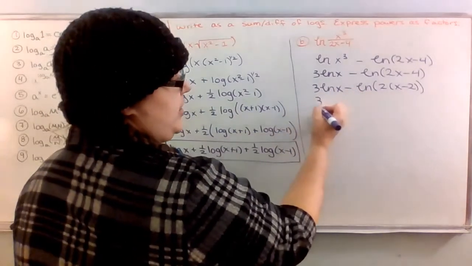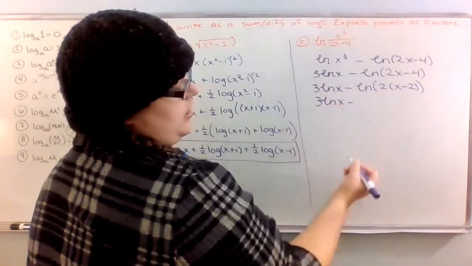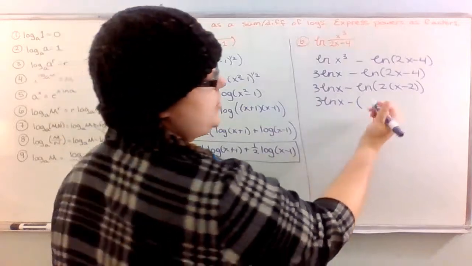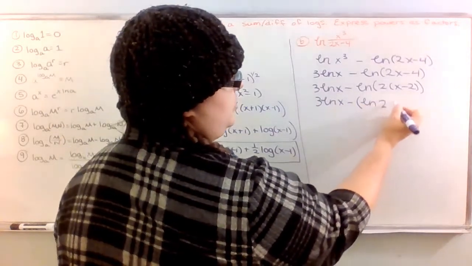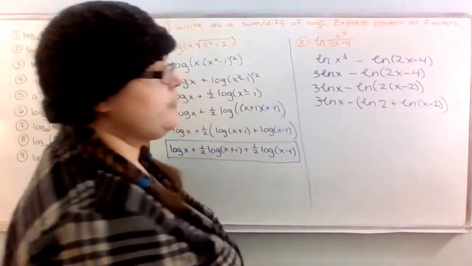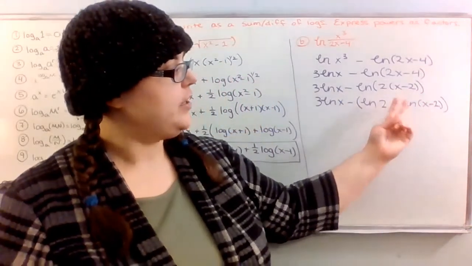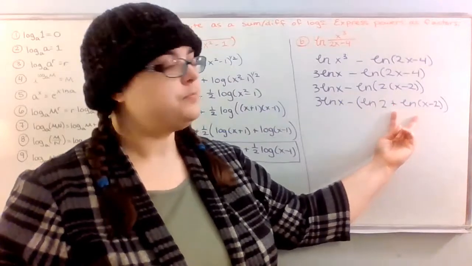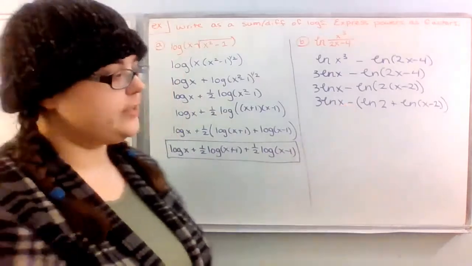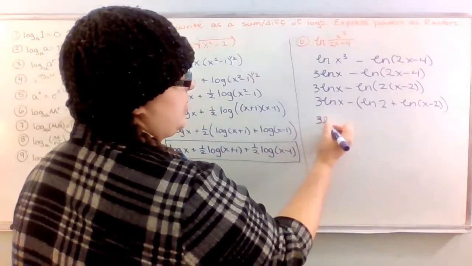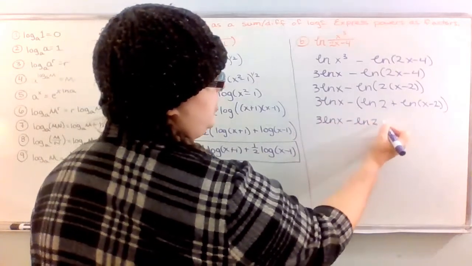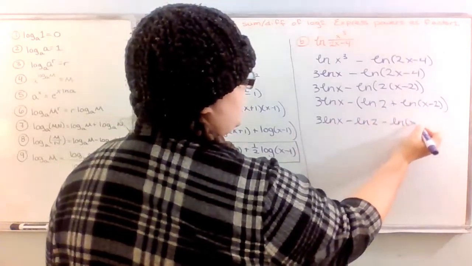When you have a product on the inside, you can split it up as addition on the outside. So this is going to stay 3 natural log of x, and because I'm subtracting, I'm going to put parentheses around this. I'll get the natural log of 2 plus the natural log of x minus 2. Multiplying on the inside turns into addition on the outside. And then the last thing I'm going to do is distribute the minus sign that was out front. So we get 3 times the natural log of x minus the natural log of 2 minus the natural log of x minus 2.